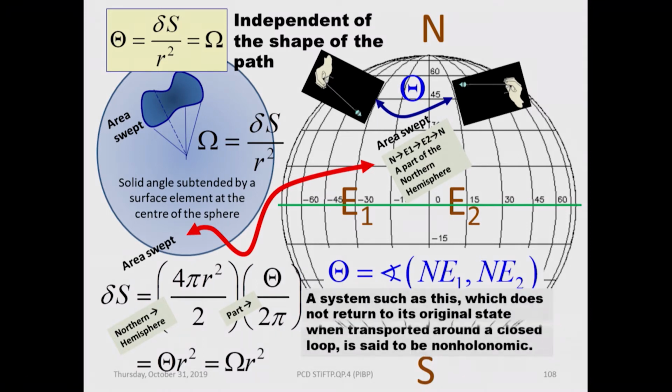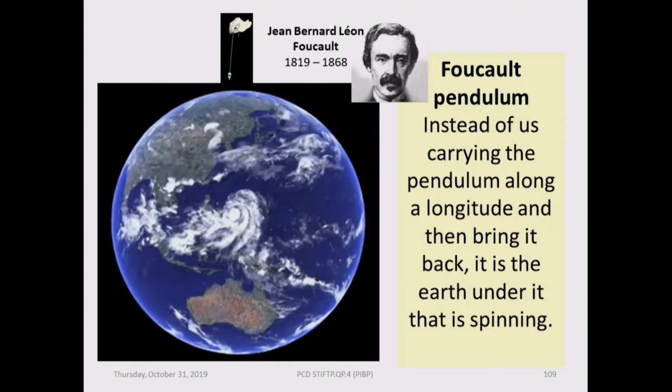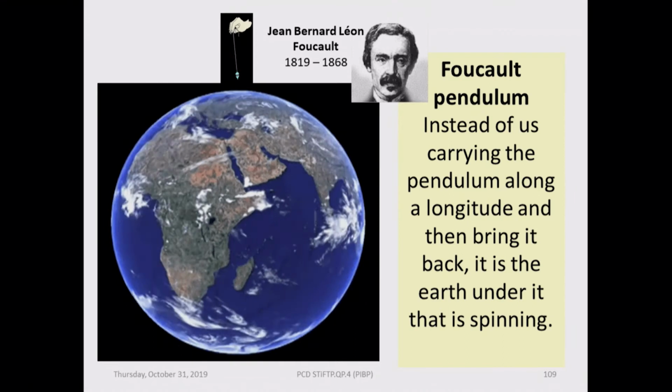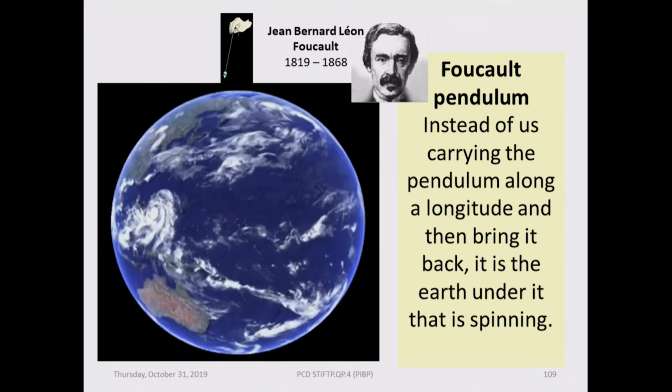You have gone round that along its perimeter, but then you have ended up with a change, thinking that there would be no change, and you have a system which has not returned to its original state when transported over a closed loop. So, such systems are non-holonomic. Okay? Such systems are non-holonomic. The Foucault pendulum is what we have been talking about. So, this is an example of that.